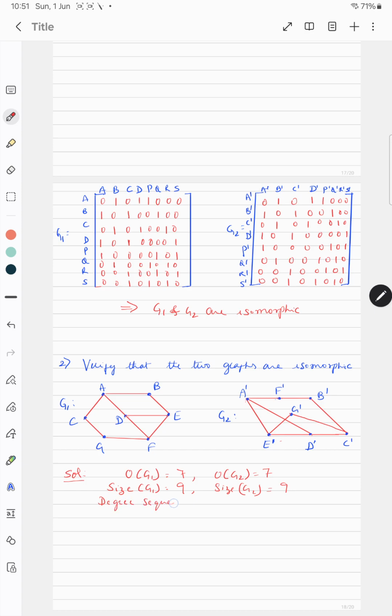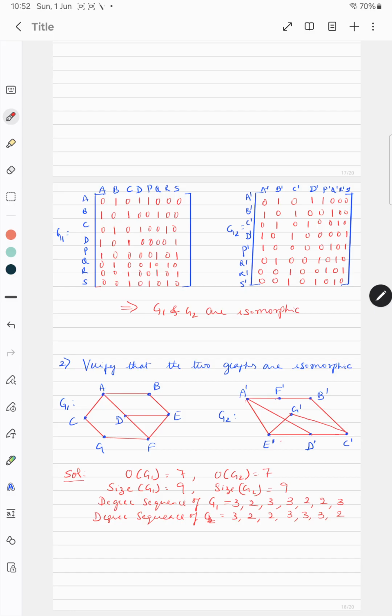Degree sequence of G1 is equal to, okay, you can start from any vertex and find the degree sequence. So the degree of A is 3, next B 2, E 3, F 3, G 2, C is 2, degree of D is 3. Now consider the degree sequence of G2. Let me start from A dash. 3, F dash 2, B dash 2, C dash 3, D dash 3, E dash is also 3, G dash is 2.